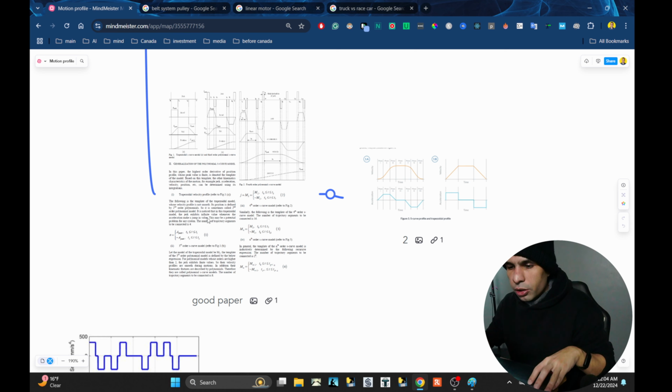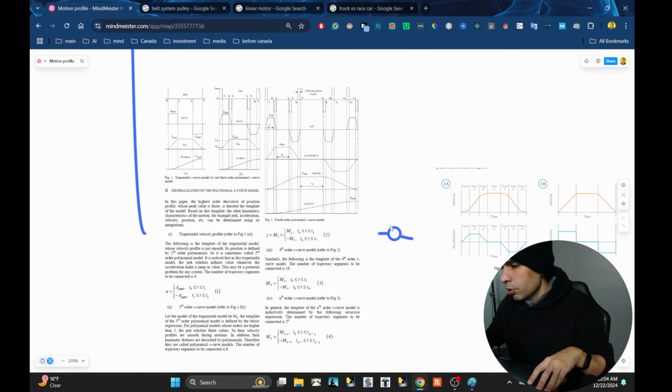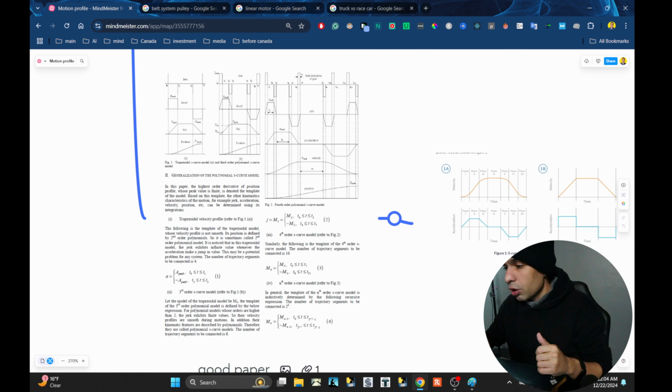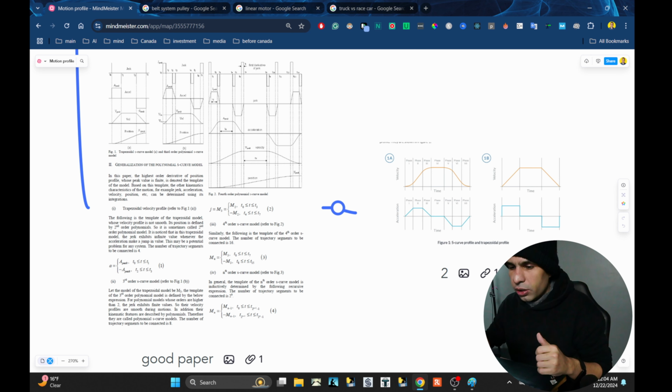So this one is another good example of the inertia ratio and the S-curve. This one is all the paper, and I already put all this in the resources. You can go look at it. You see how the guys are doing this and this kind of things.